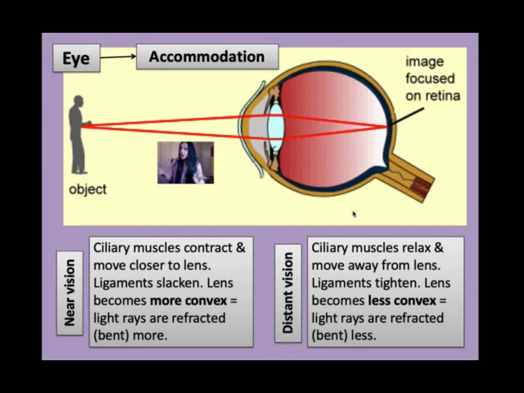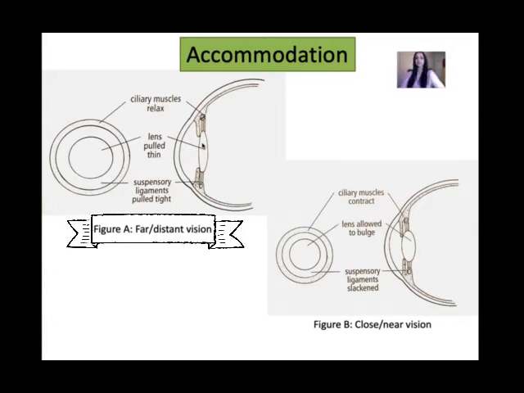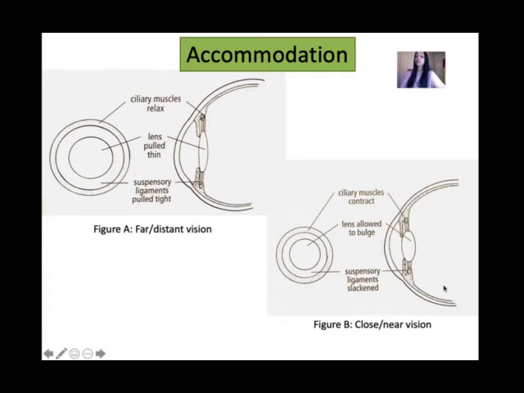Let's find out how the lens is able to change its shape. How does the lens change its shape? To answer that, we need to look at figure A and figure B. Figure A and B are highlighting the front portion of our eye. How do we know it's the front portion? Very good. We see our lens. What is different between figure A lens and figure B lens? Yes, the shape is different.